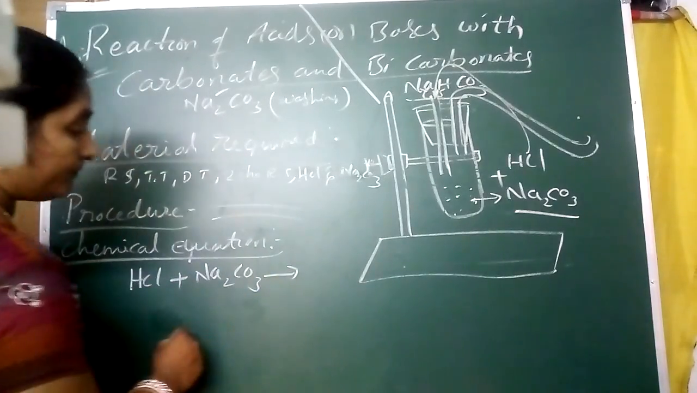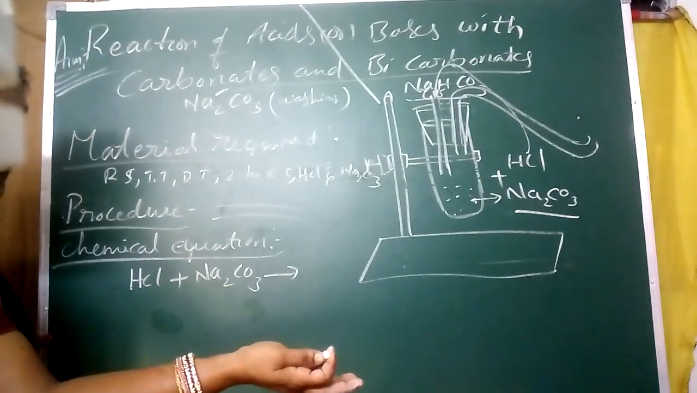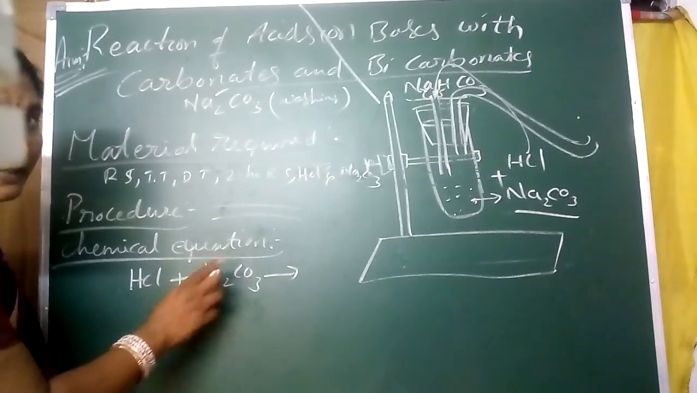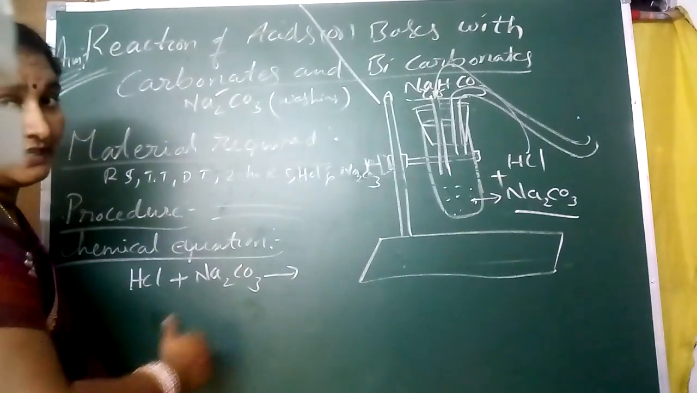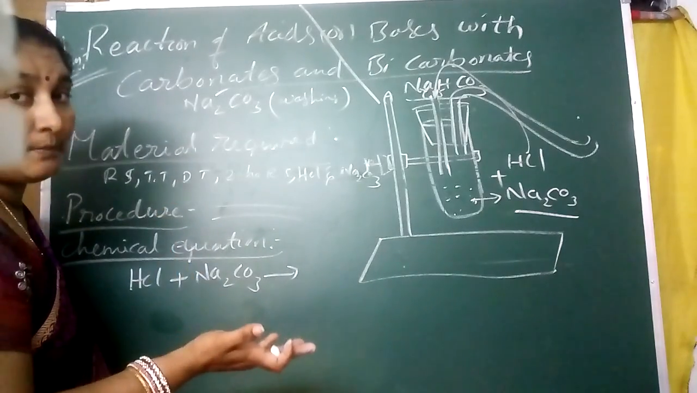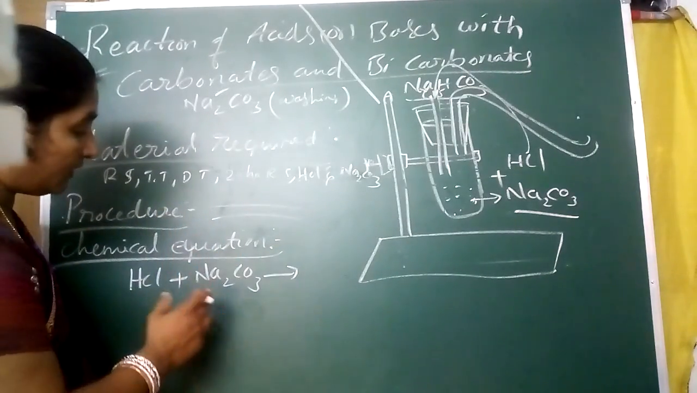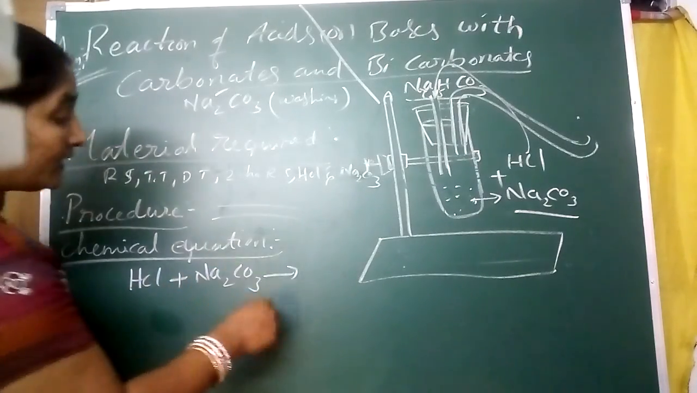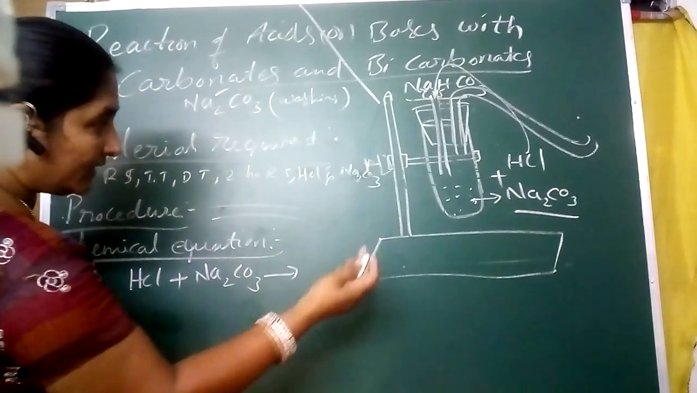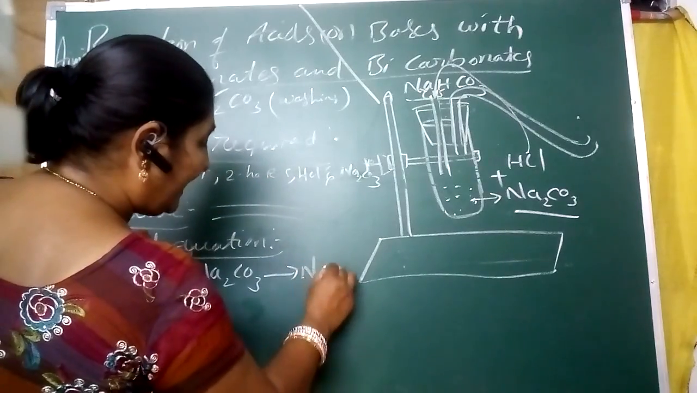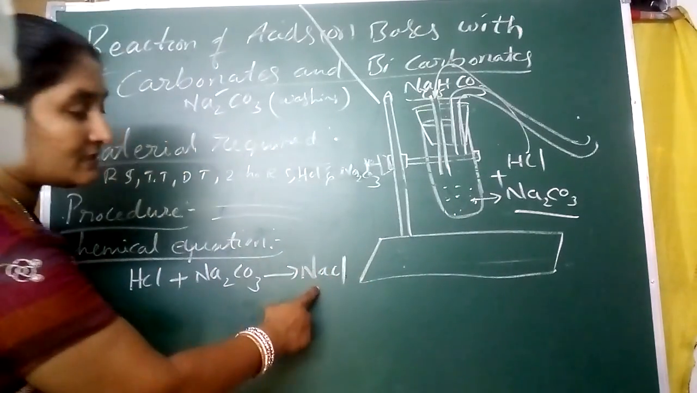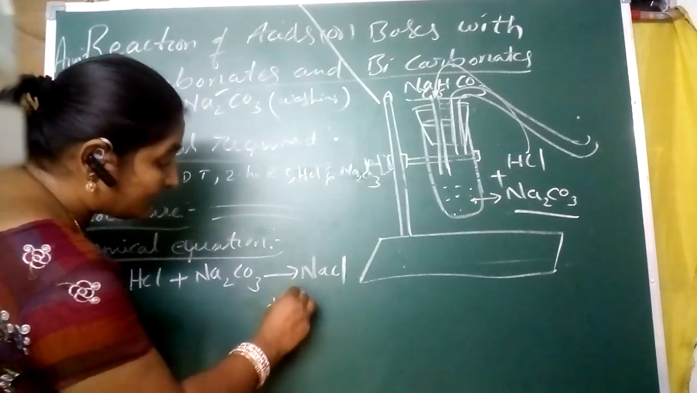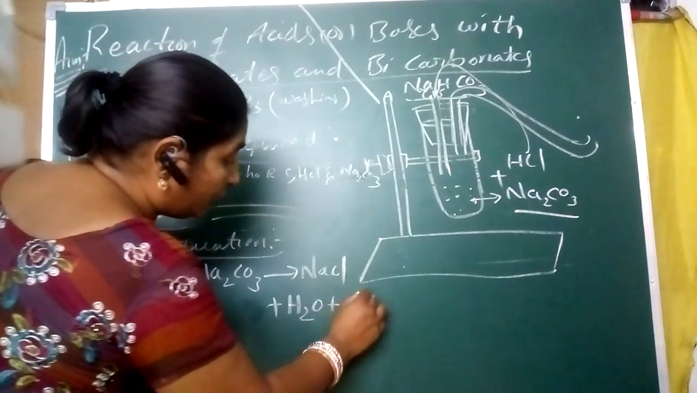And what will be produced here? That means these two are called reactants. Okay, these two are called reactants. That means those which participate in the reaction. Which chemicals participate in the reaction? Those are called the reactants. Here the reactants are HCl and Na2CO3. What are the products here? What will be formed? NaCl. That means salt. NaCl is sodium chloride, salt. Plus water will be formed and CO2 will be formed.